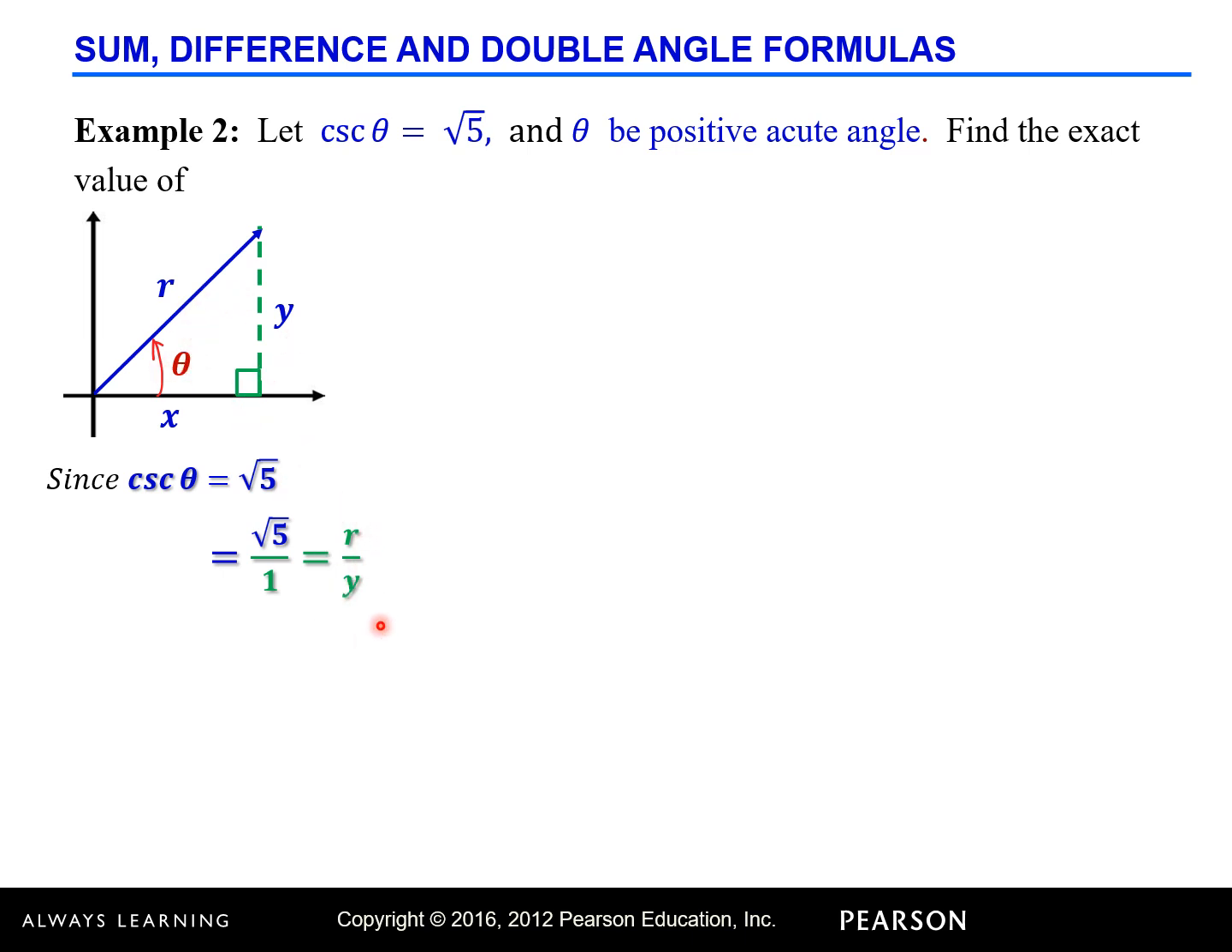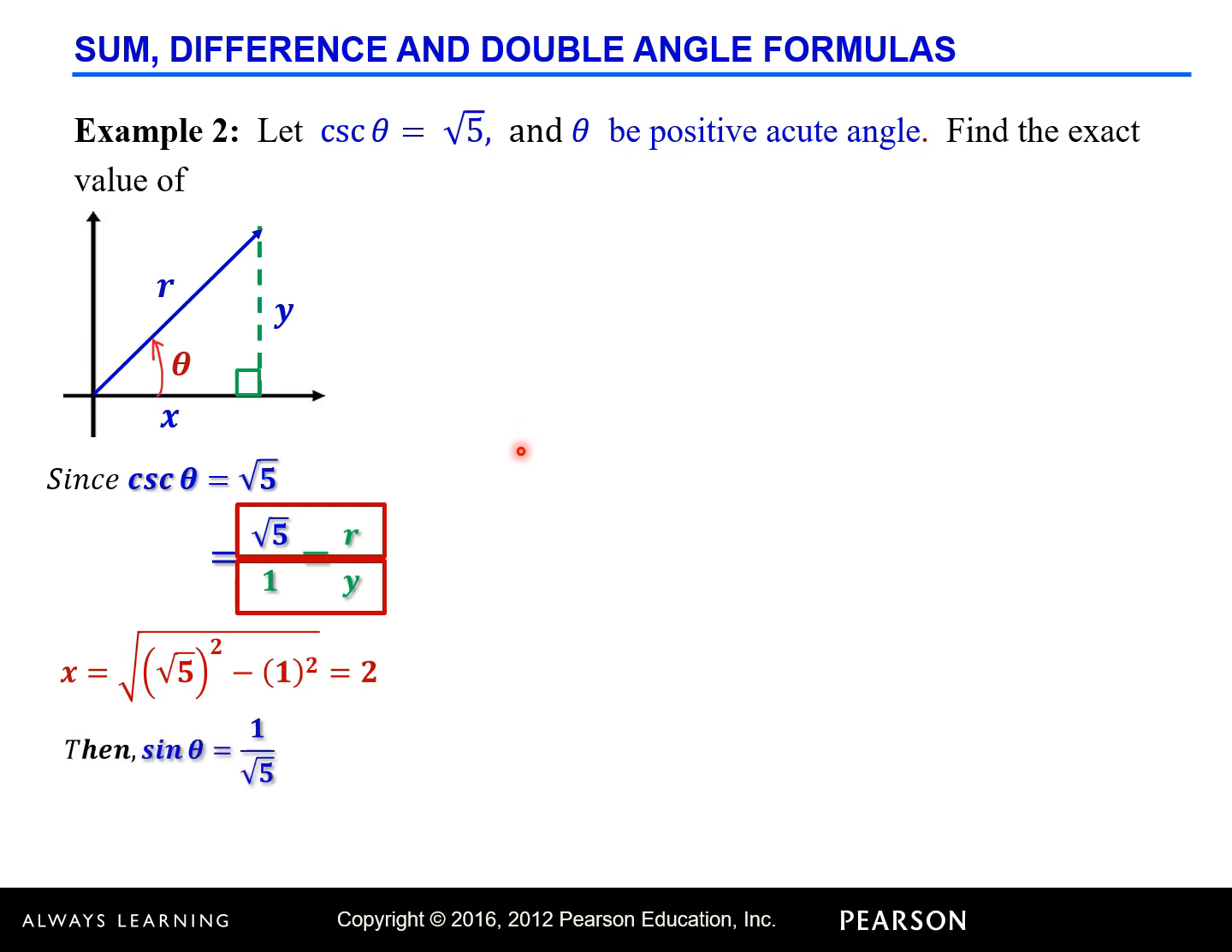Then the missing value is the x. So we have here r equal to square root of 5 and y is 1. Then the formula for x: we know that the angle is in the first quadrant, so we know that x is positive. So x is equal to the square root of r squared minus y squared, which is equal to positive 2.